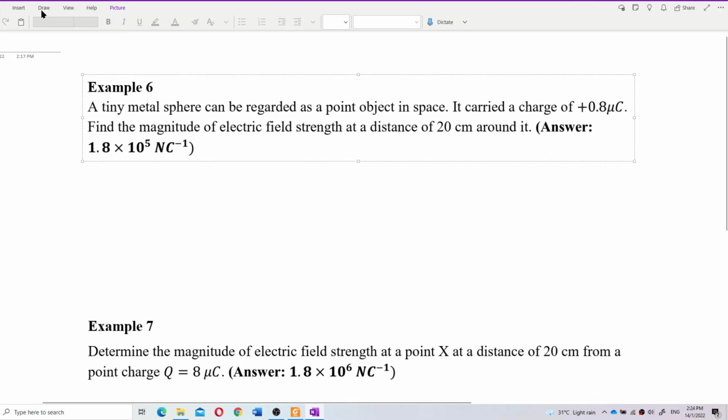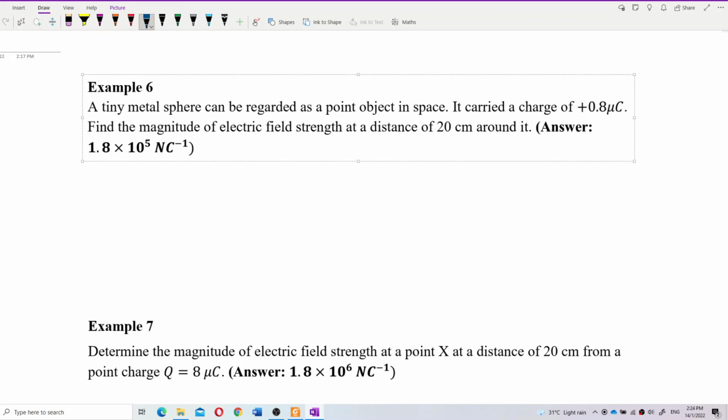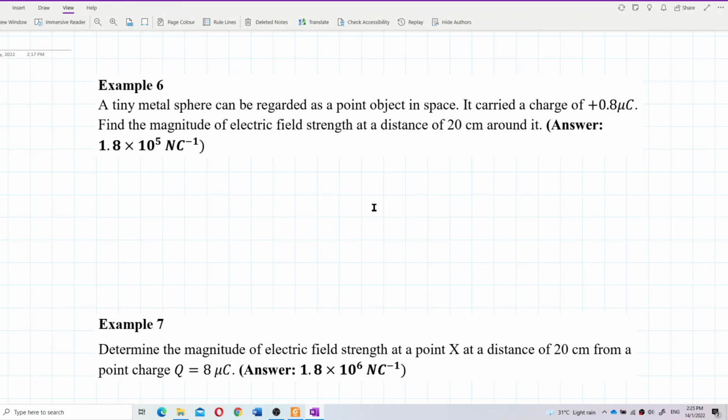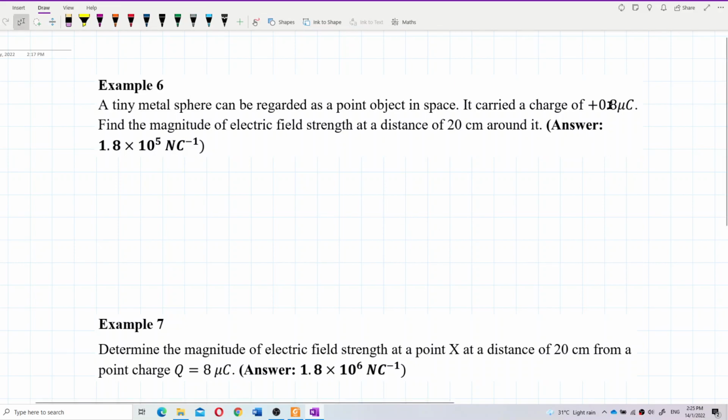Okay, let me draw it out. This tiny metal sphere, a point charge. It is a positive charge, as you can see. This point charge is 0.8 microcoulomb.